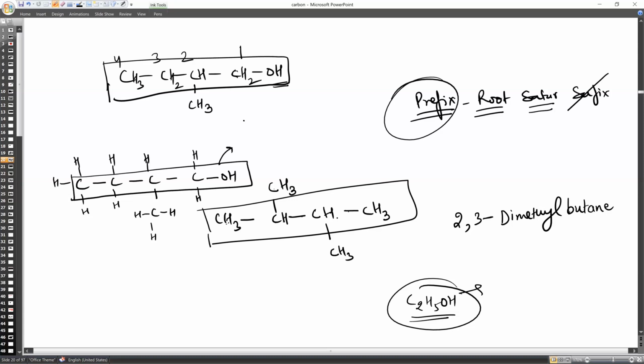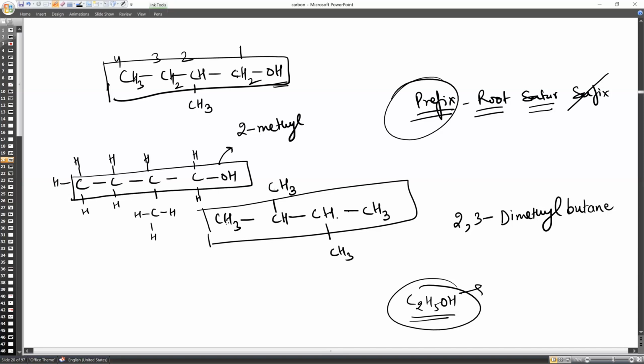First of all, you will write the prefix. So the prefix is this one. This is the chain. The branch is considered the prefix, which means we write the name of the branch in the prefix. Its position is 2, so we write 2-methyl. Got it? 2-methyl. This prefix is over.